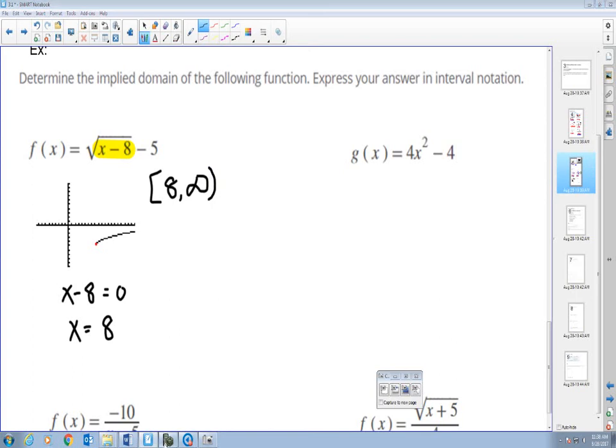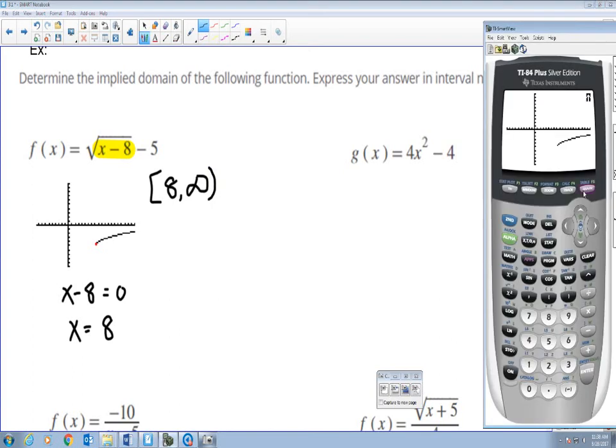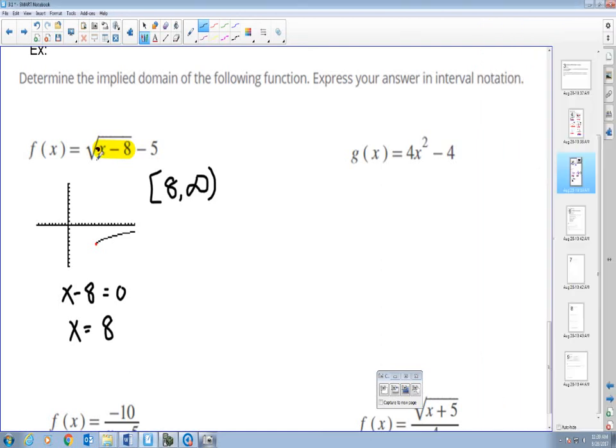A lot of times students tell me, "Well, Mr. Chen, I can just go to my table and figure it out." I do agree, but realize this: the table only displays whole numbers. So what happens if I have a 3x minus 8 right here? Then the table would not be able to display the decimal or the fraction points where it began. So that's why the best way is always to set what's inside the square root equal to 0 and solve for x to know where we begin.